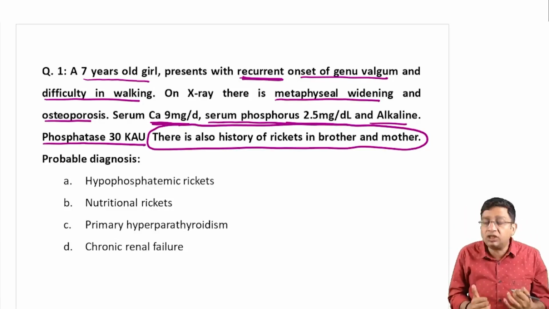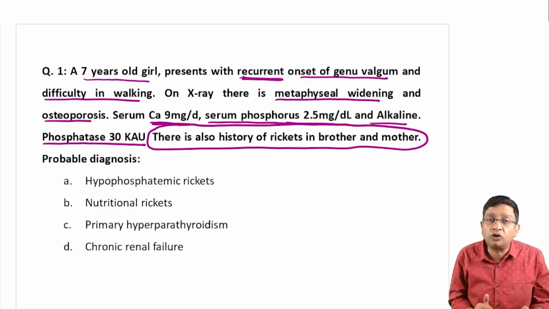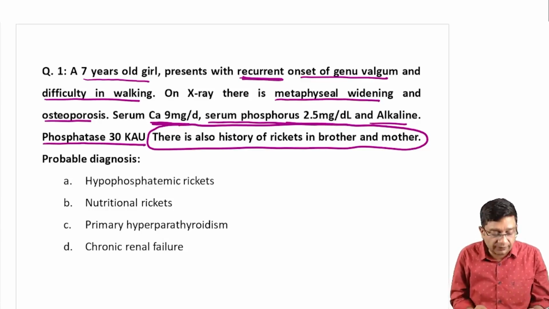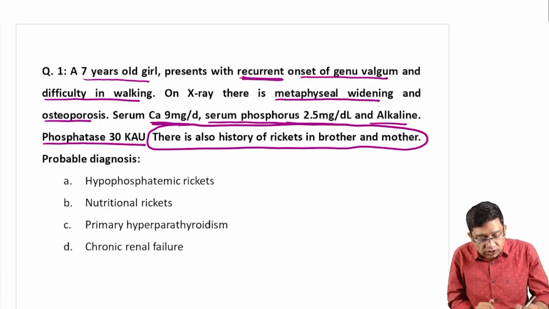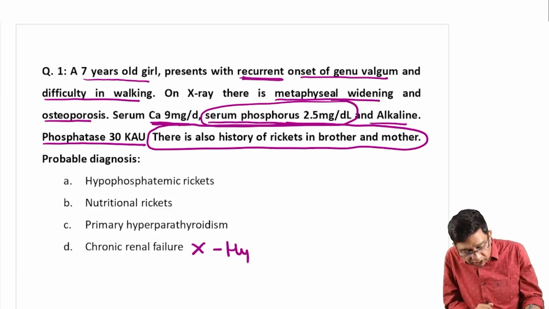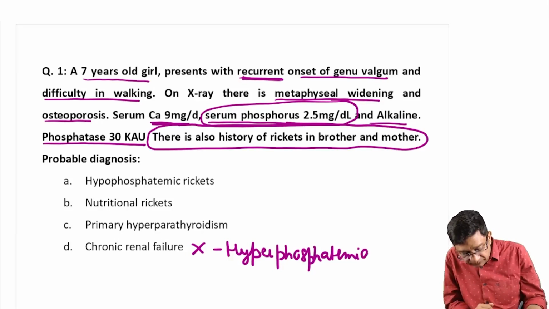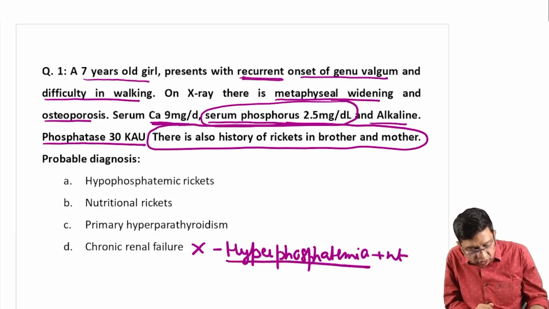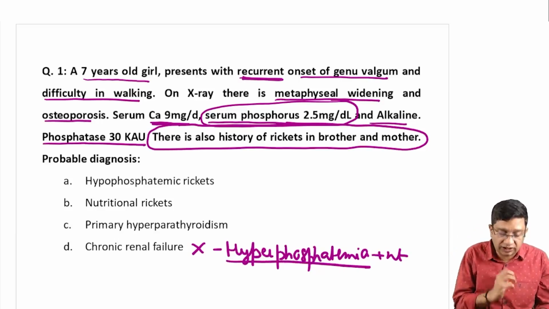Now, in clinical questions, the method you should always follow is the exclusion one. Exclusion. So, if you see here, the phosphorus is low. So, this cannot be chronic renal failure because in chronic renal failure, there is hyperphosphatemia present. So, this cannot be chronic renal failure.